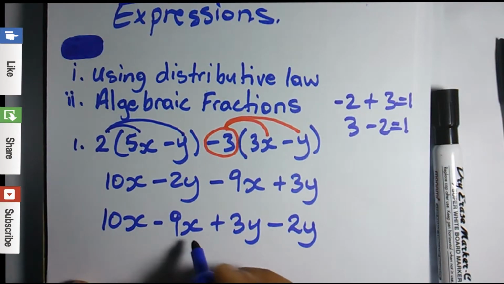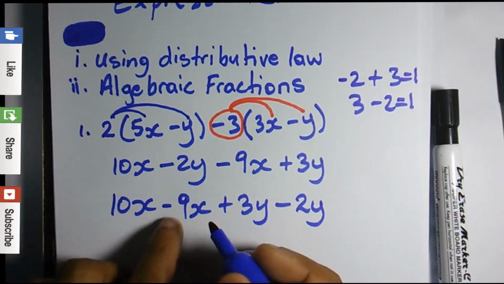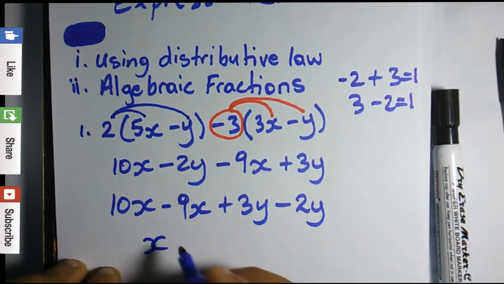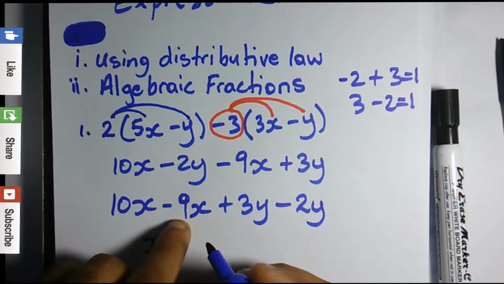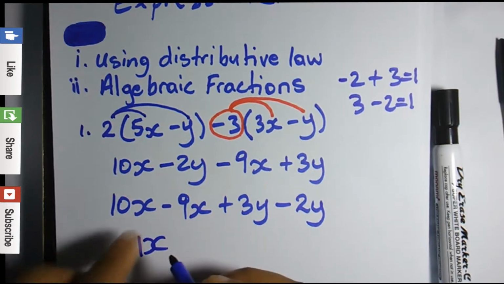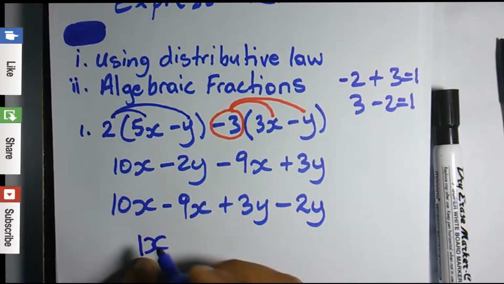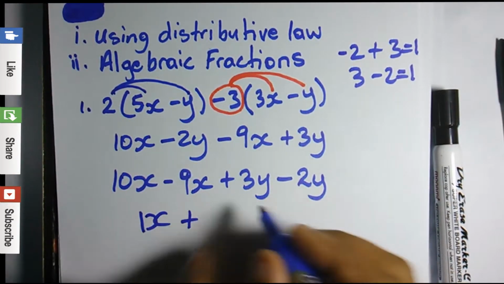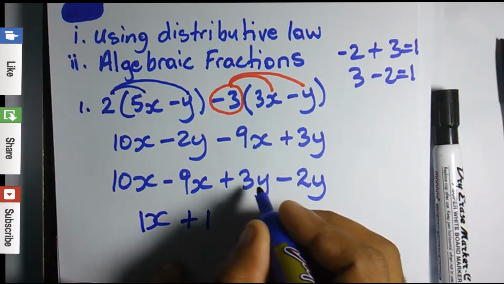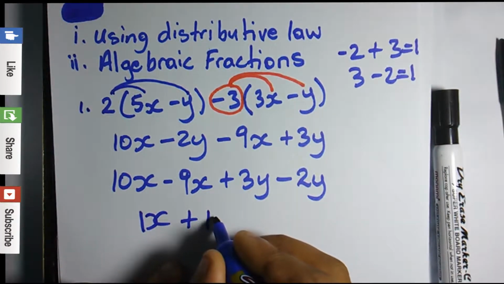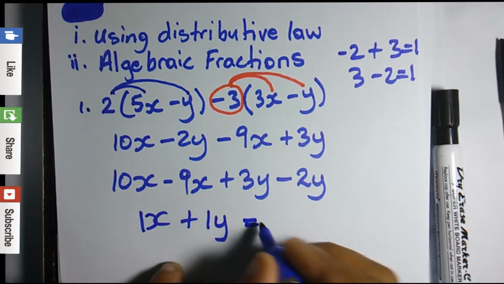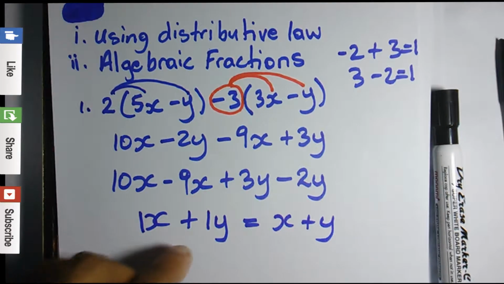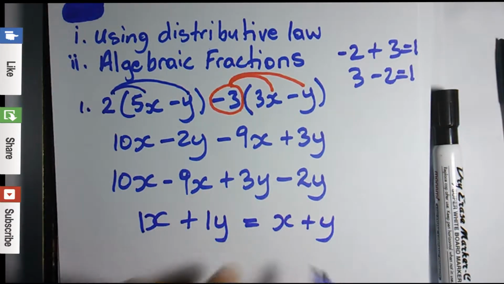So let's simplify this. So 10x minus 9x gives us x, or we could have said that 10 minus 9 gives us 1, but remember we have to have the variable on it, which is x. So 1x or x is accepted, plus 3 minus 2 is 1, and remember we have to have the variable on it, so it's 1y. And remember, 1y and 1x is the same thing as x plus y, because 1 times x is x, 1 times y is y.